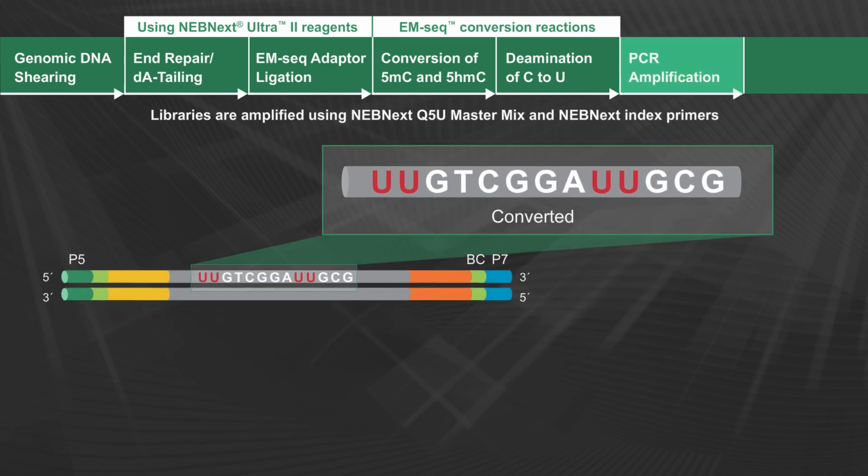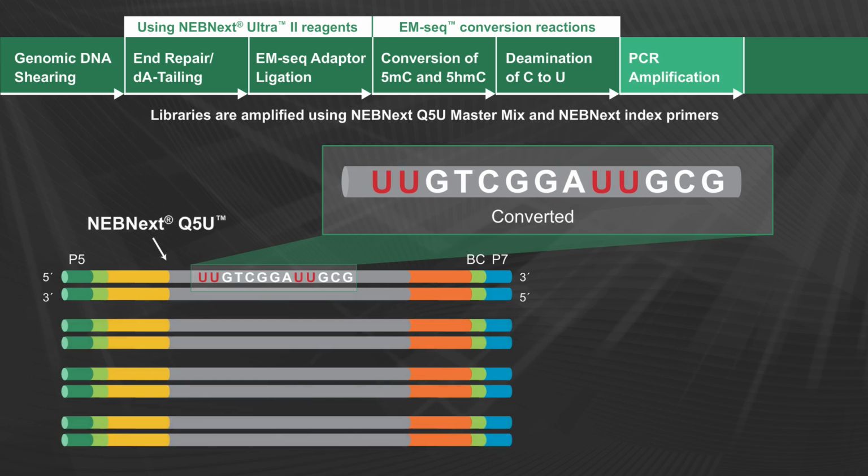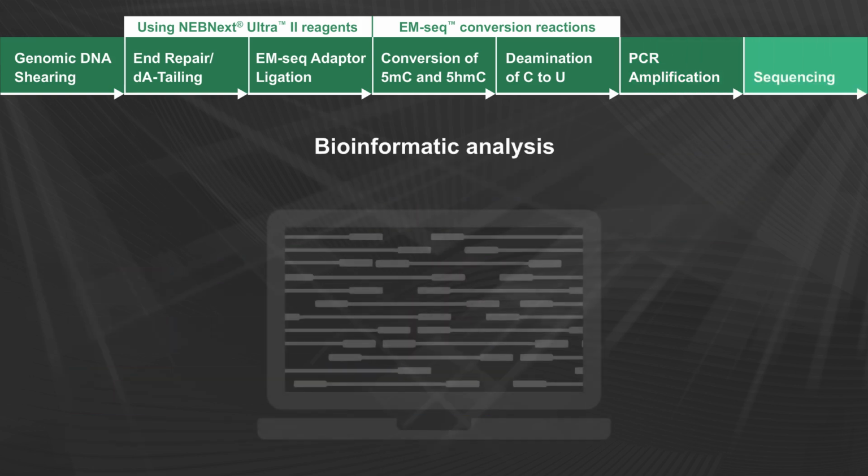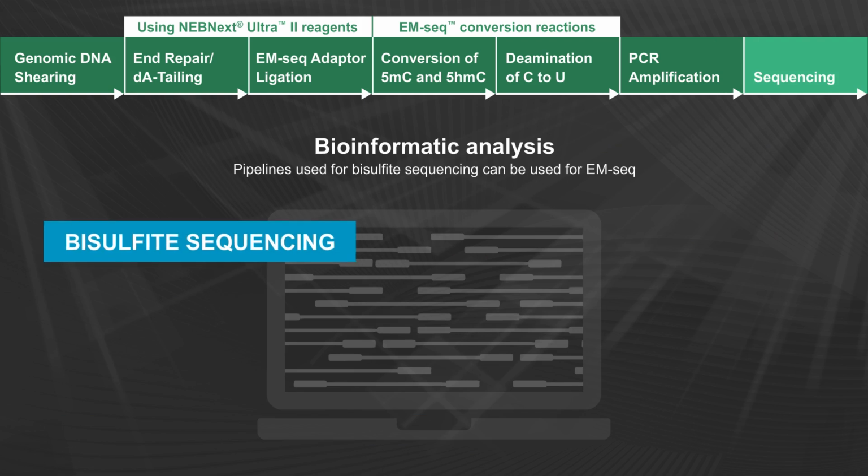The EM-seq libraries are amplified using NEBNext Q5U. This is a modified form of NEBNext Q5 polymerase that can amplify uracil-containing templates. And in EM-seq, the primers used for amplification contain unique dual indexes, and the amplified libraries are compatible with Illumina sequencing. For bioinformatic analysis, pipelines used for bisulfite sequencing can be used for EM-seq.